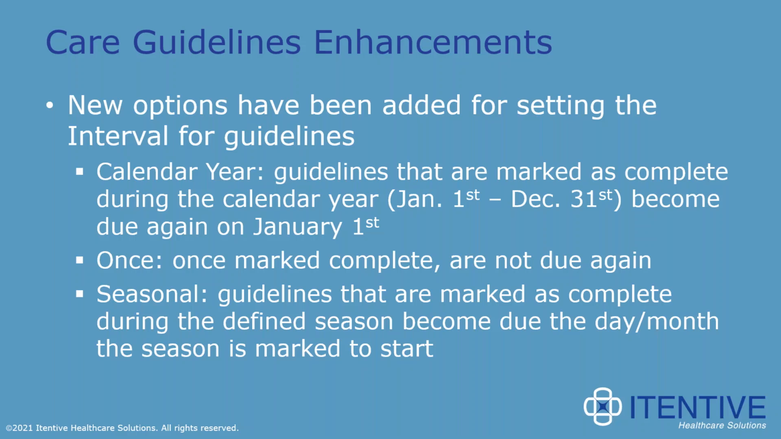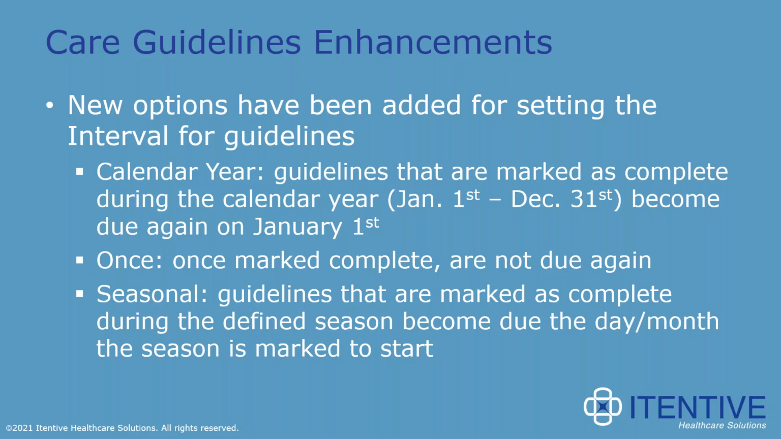That's going to allow intervals first based on the calendar year. So when the guidelines are marked as complete anytime during that calendar year, January 1st to December 31st, they will then become due again on January 1st of the next year, regardless of when that happened in the previous year. We also will see an option that we previously had to make a guideline due once. And then finally, we have the ability to configure a guideline to mark as complete during a defined season.